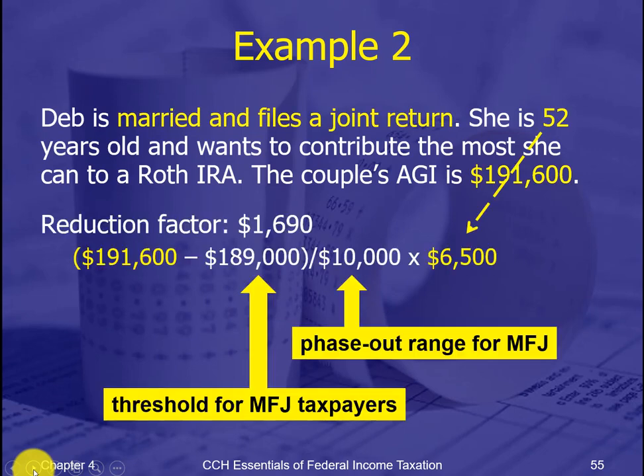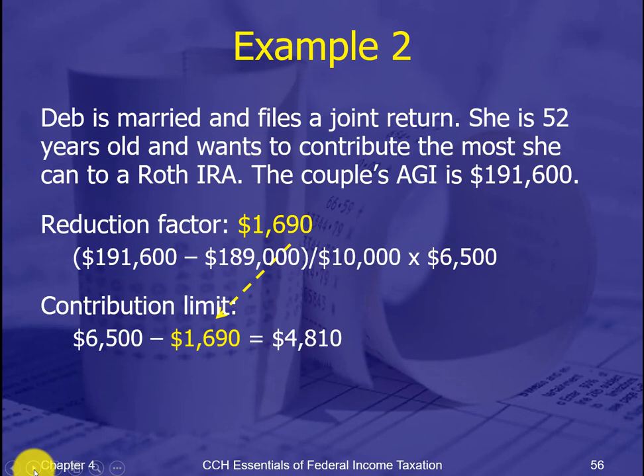So Deb is married. In this case, it is a little different, so we use a different phase out range. It's 189 for married filing jointly. So we take 191.6, we subtract it, we get 2,600, divided by 10,000, multiplied by 6,500. That's how much you reduce it. And so that's the most she can contribute. You can't contribute more than what this calculation is, 4,810.